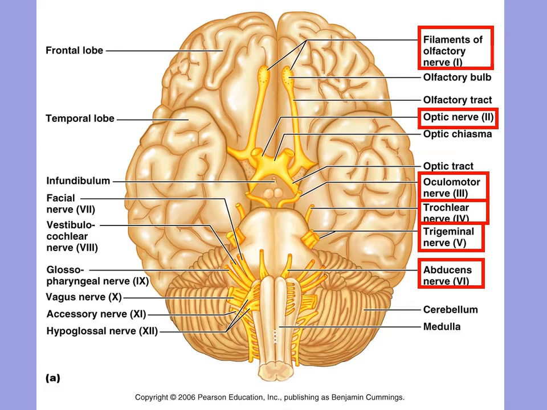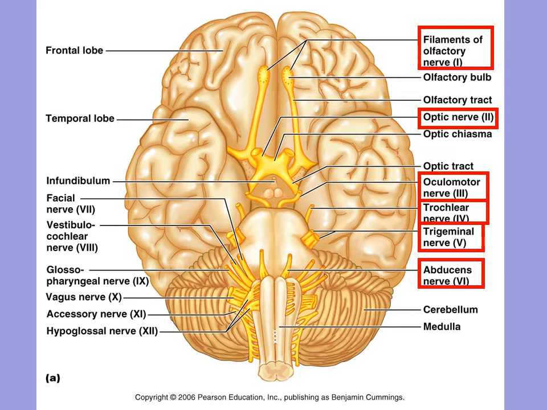You've got the olfactory nerve, which is number 1. Number 2 is the optic nerve. Number 3 is the oculomotor nerve. Number 4 is the trochlear nerve. Number 5 is the trigeminal nerve. Number 6 is the abducens. Number 7 is the facial. Number 8 is the vestibulocochlear nerve.